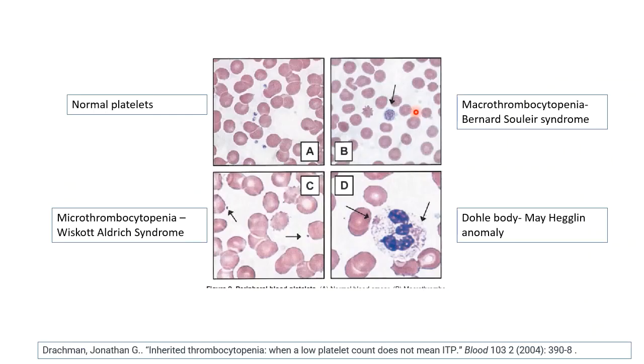So this is a normal platelet. This is a large platelet, which is called macrothrombocytopenia, one of the most important causes being Bernard-Soulier syndrome. This is microthrombocytopenia, tiny platelets seen in Wiskott-Aldrich syndrome. This is a Döhle body, which is seen in May-Hegglin anomaly.